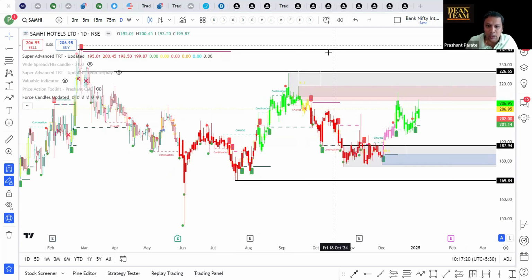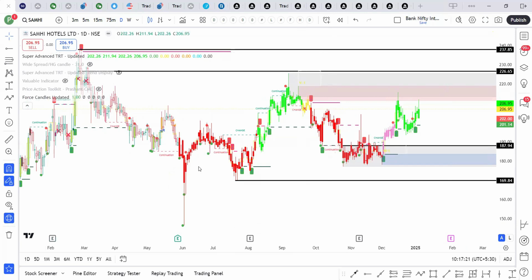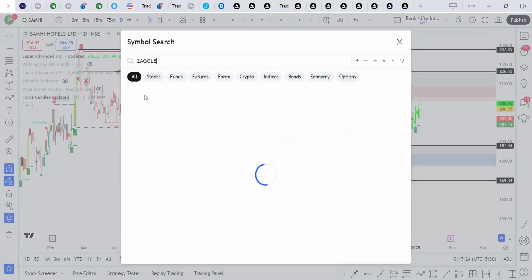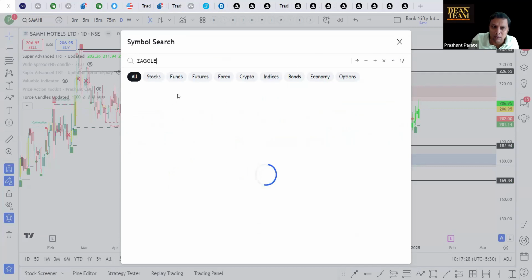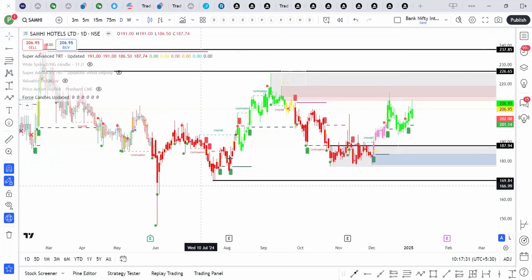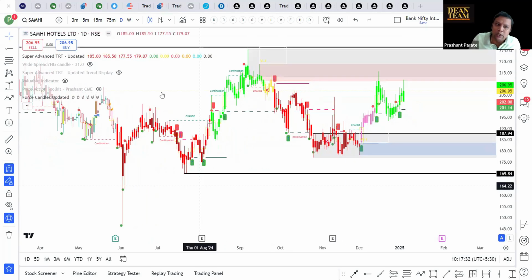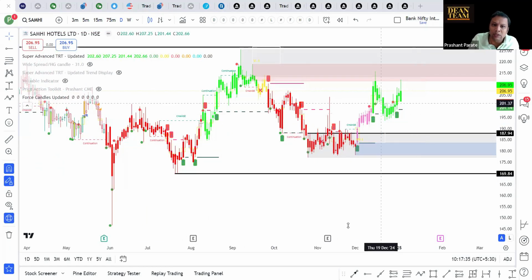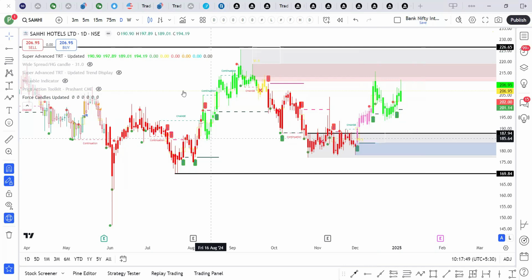Zaggle, let us check Zaggle. This bullish and bearish force, is it incorporated in the indicator? I have given you the indicator, and it is not incorporated in the indicator because this super advanced TRT itself is a big code. So if I add things to this, it will become very big. It will become slow. You can check for 4 candles. Okay. Thank you.